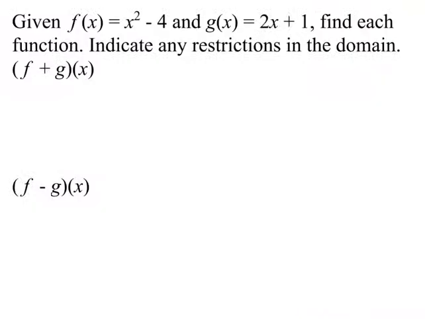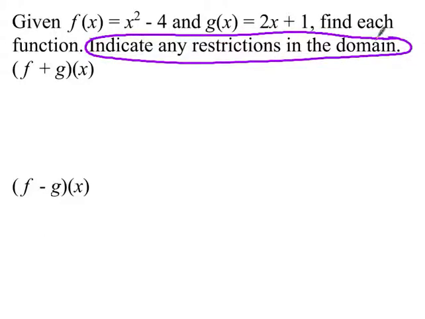So we're going to look at 4 of these in class real quick. It says, given f of x equals x squared minus 4 and g of x equals 2x plus 1, find each function. Indicate any restrictions on the domain. You only have to worry about this statement when you divide. That's the only time. Okay?